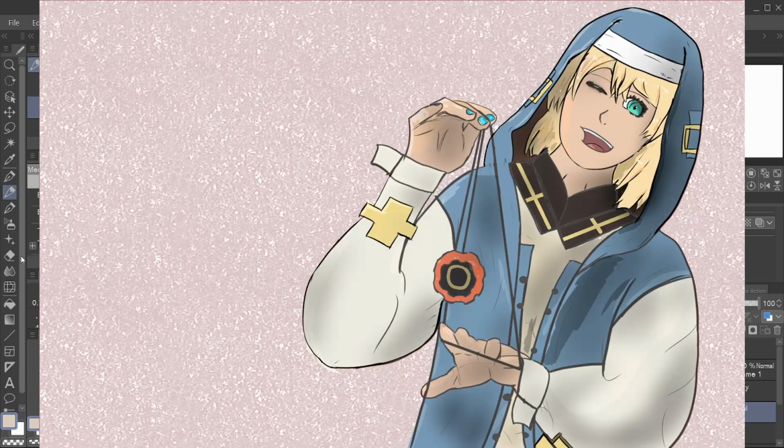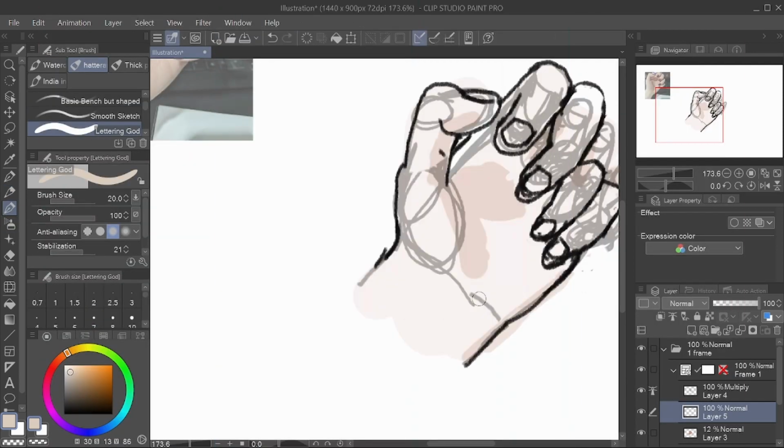Take these three pieces for example. When Bridget dropped in Guilty Gear Strive, the Twitter tags for the character were full of art from both experts and amateurs. And seeing people share their joy in their process, regardless of whether or not they are quote-unquote good or bad, was a big factor in getting me to try art again.